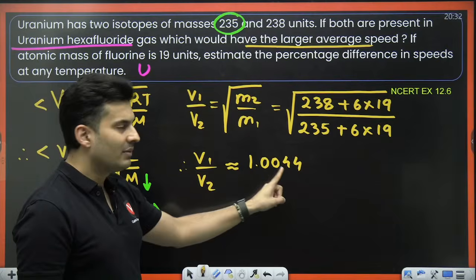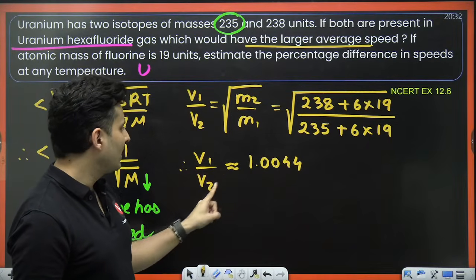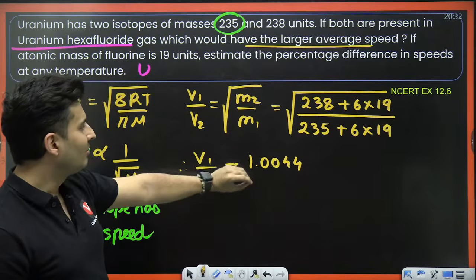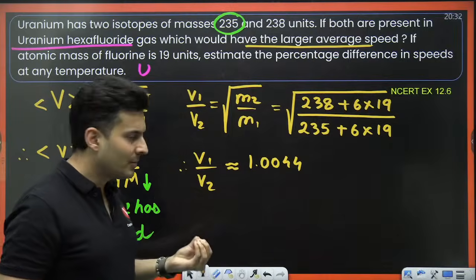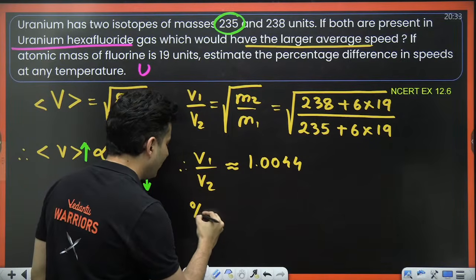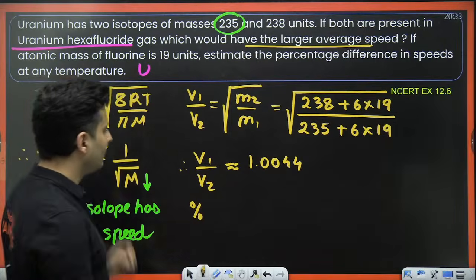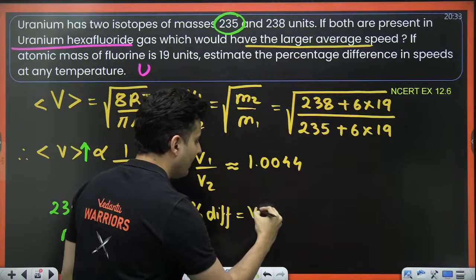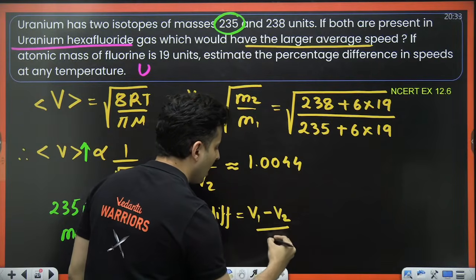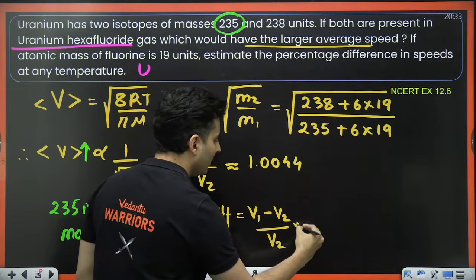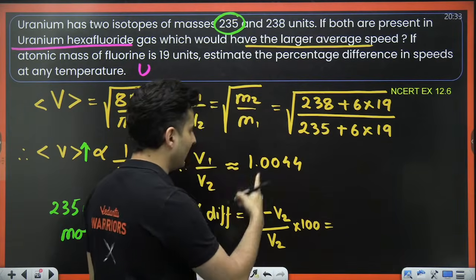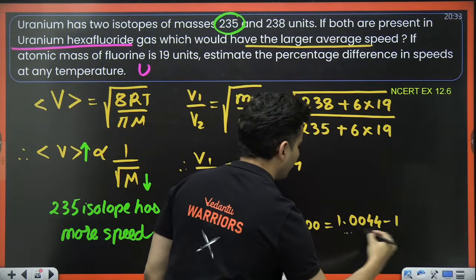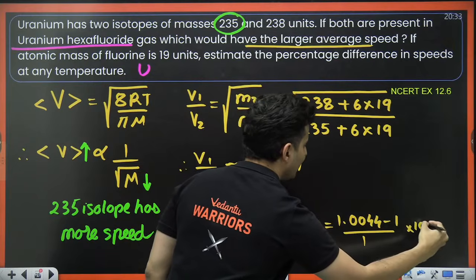So if you see over here, this value is more than this value by a small amount, slightly more by a small fraction. So if I want to find the percentage difference, it will be nothing but the bigger value minus the smaller value upon that smaller value, whole thing into 100. So it will be 1.0044 minus 1 divided by 1 into 100.